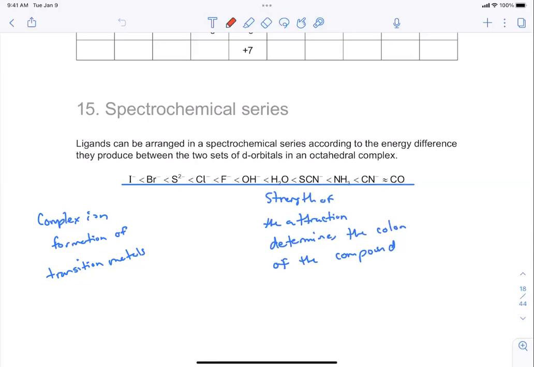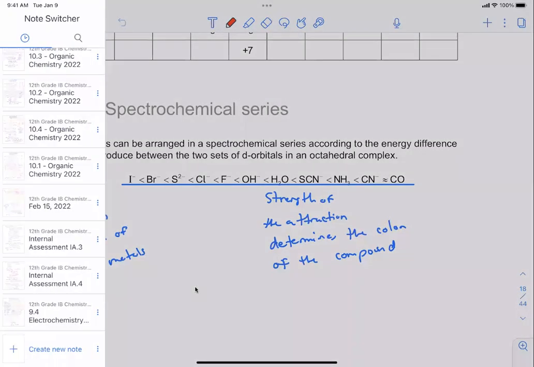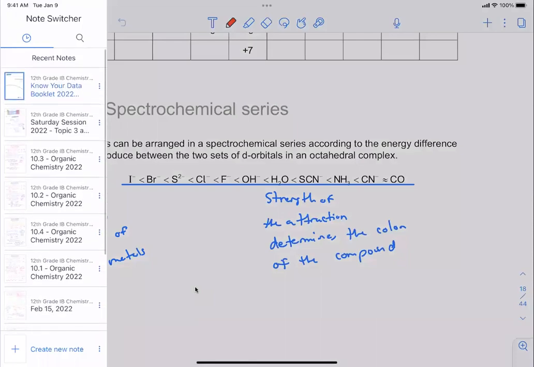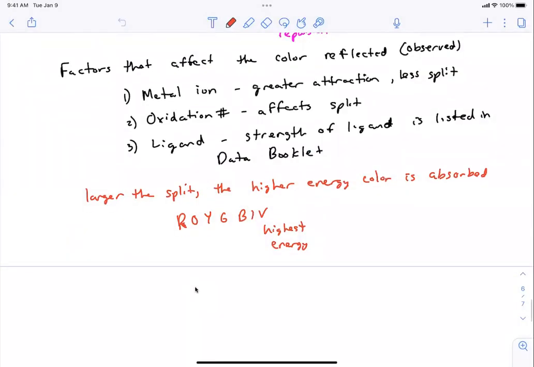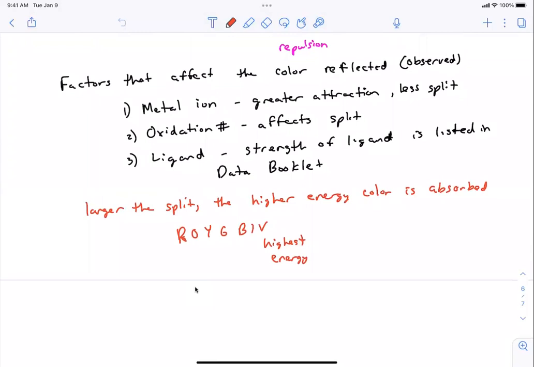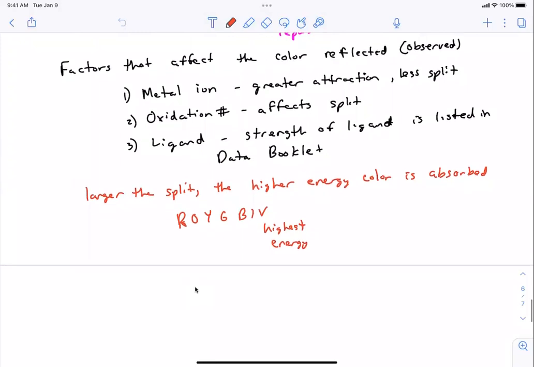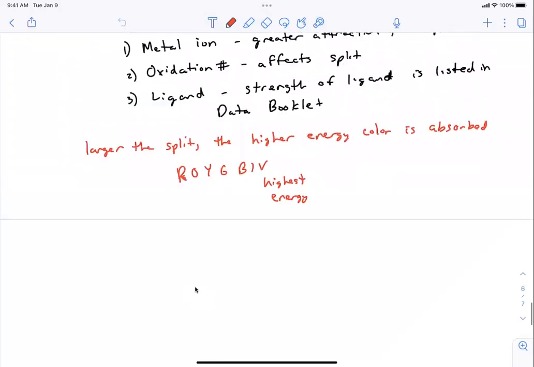So what kind of question do we have for this? It's not necessarily an oxidation number thing. They would probably ask you to state three factors that affect the color of the complex ion. So you would just state the identity of the ion, the oxidation number, and the ligand. The type of ligand would be that.